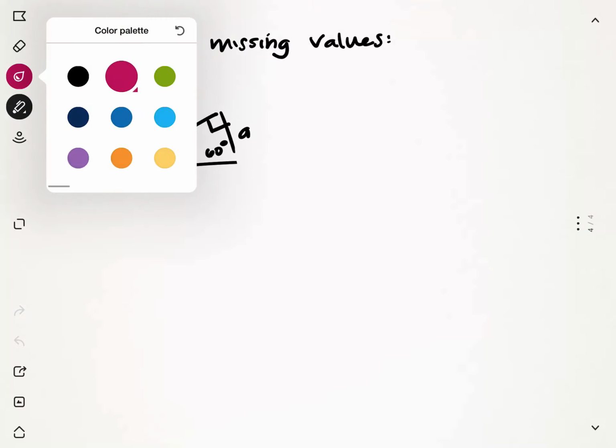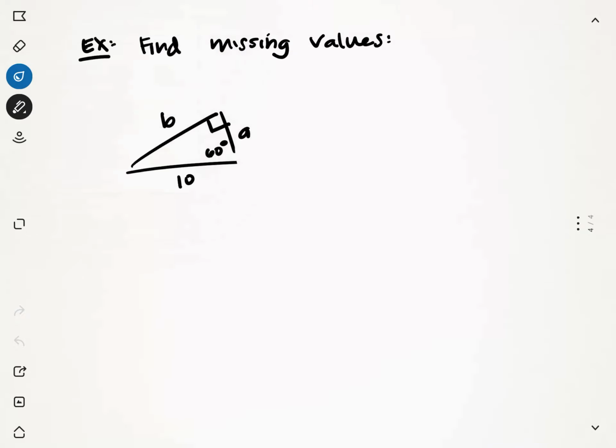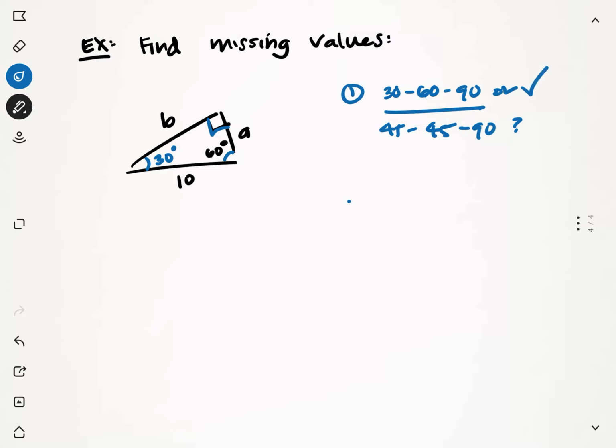Alright, let's do the same thing for this next example. It's asking us again to find the missing values a and b. So step 1 again is we're going to figure out, is it a 30, 60, 90 or a 45, 45, 90? Well, we have a 60 here. We have a right angle here, that's 90. So again, if we're adding up all the angles to equal 180, then this one's got to be a 30 degree. So we know we have this special right triangle now.